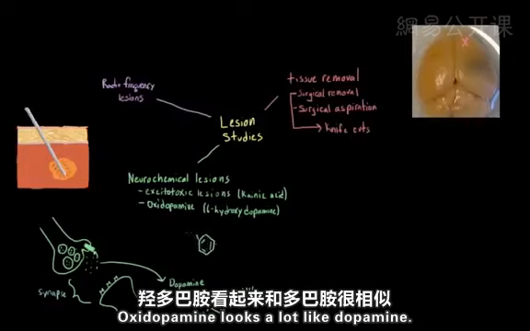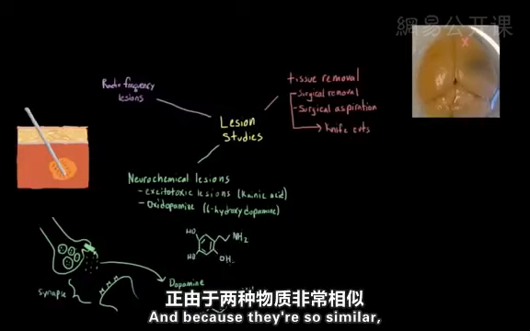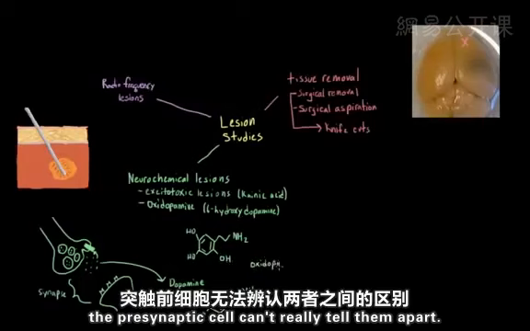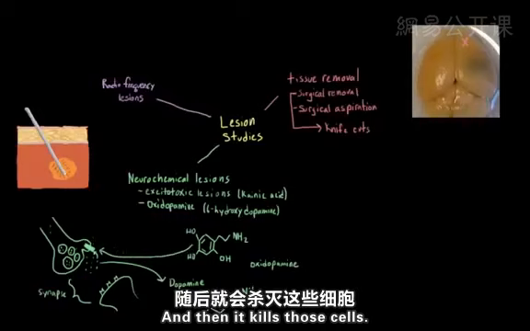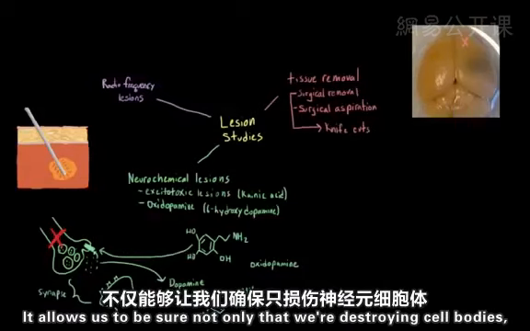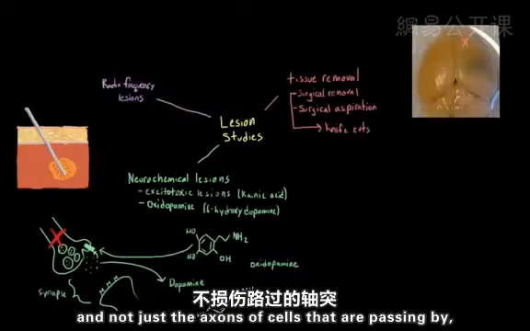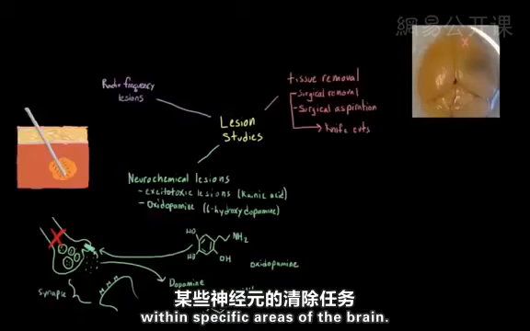Oxydopamine looks a lot like dopamine. In fact, the only difference is the addition of this extra hydroxyl group. And because they're so similar, the presynaptic cell can't really tell them apart. And so oxydopamine is also taken up by the reuptake channels, and then it kills those cells. This is extremely useful because it gives us a lot of control. It allows us to be sure not only that we're destroying cell bodies and not just the axons of cells that are passing by, but it also allows us to kill very specific populations of neurons within specific areas of the brain.